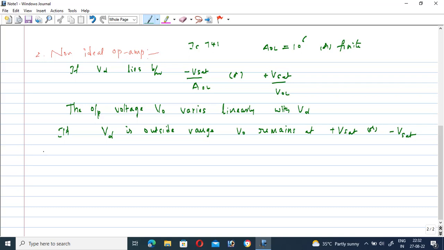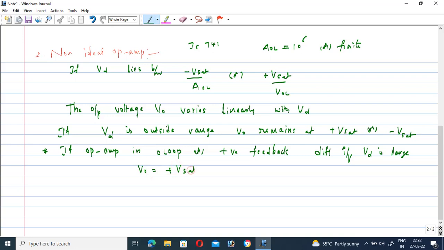It is also one more important point. If the op-amp is in open loop or positive feedback, the difference input VD is large, so the output V0 is equal to plus Vsat.